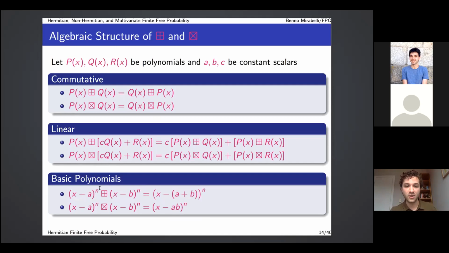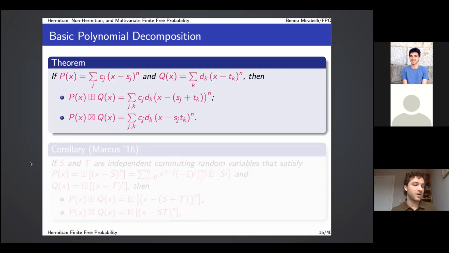So taking these observations about basic polynomials and linearity, I can give you the first theorem of today, which I call basic polynomial decomposition, which basically says if I want to take the finite free additive or multiplicative convolution of two polynomials p and q, I can decompose them into a weighted sum of basic polynomials. This is in no way a unique decomposition. It works for any decomposition that satisfies this equality. And I can then write the finite free additive convolution as another weighted sum of basic polynomials, or the finite free multiplicative convolution as this sum of weighted basic polynomials.